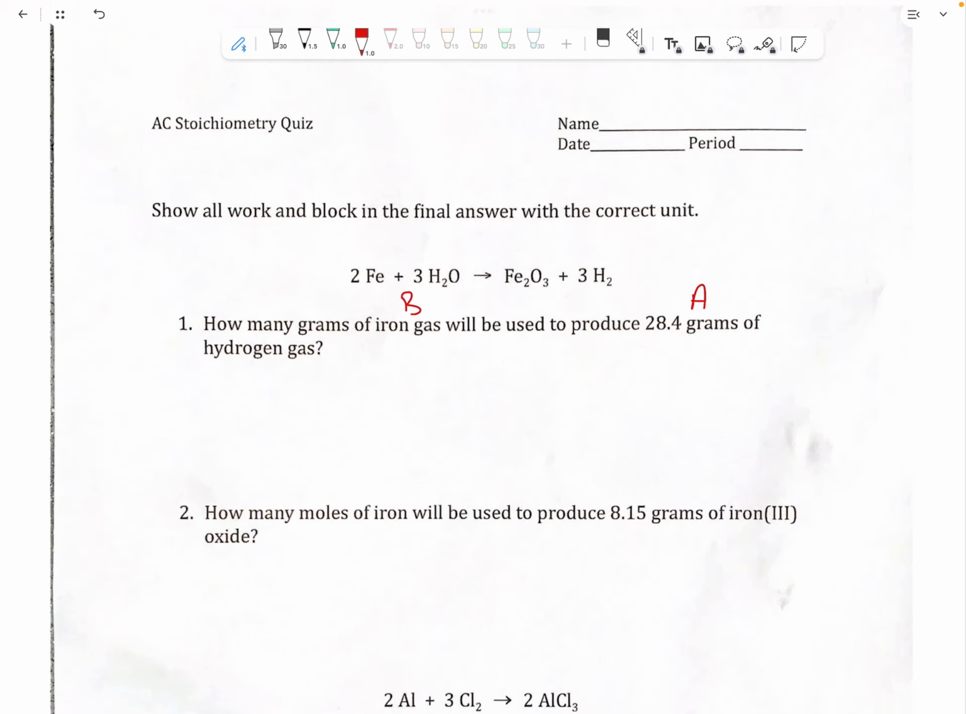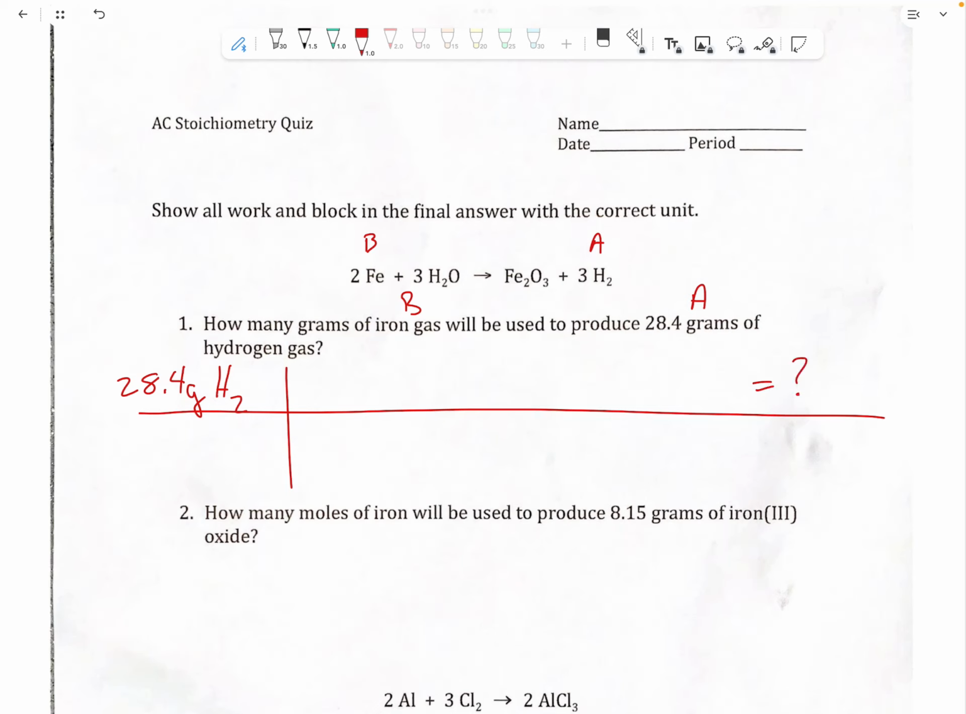So iron gas, here we go. There is our B, and this is going to be our A. And so we're going to set up the problem. Using your Stoich flow chart is really, really important. Anyway, we start with 28.4 grams of hydrogen gas. And so we need to find out, what are we going to look for? Grams of iron gas. So there we are. This is a mass-to-mass problem. So you are now used to mass-to-mass problems.